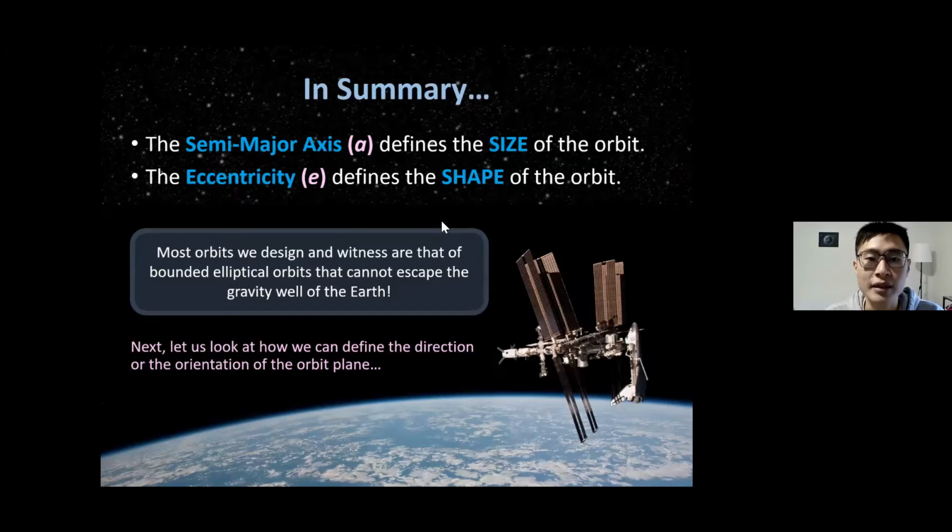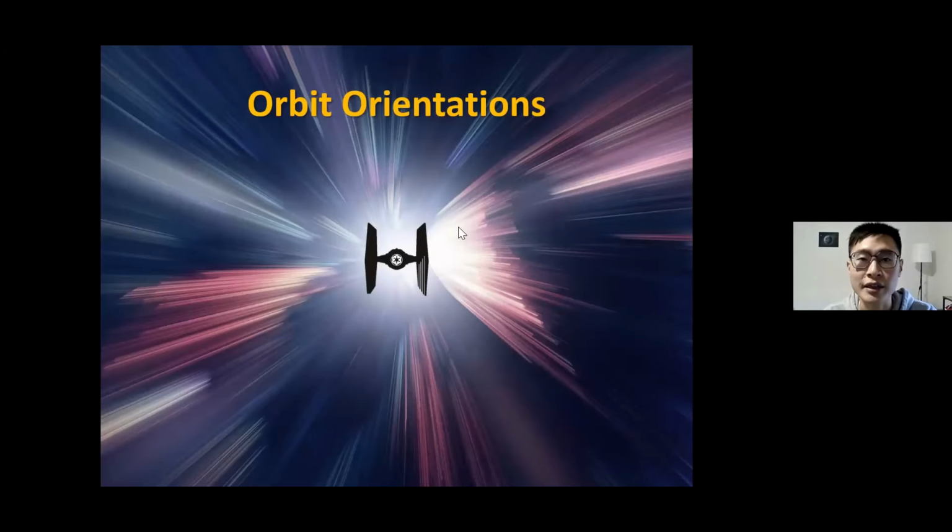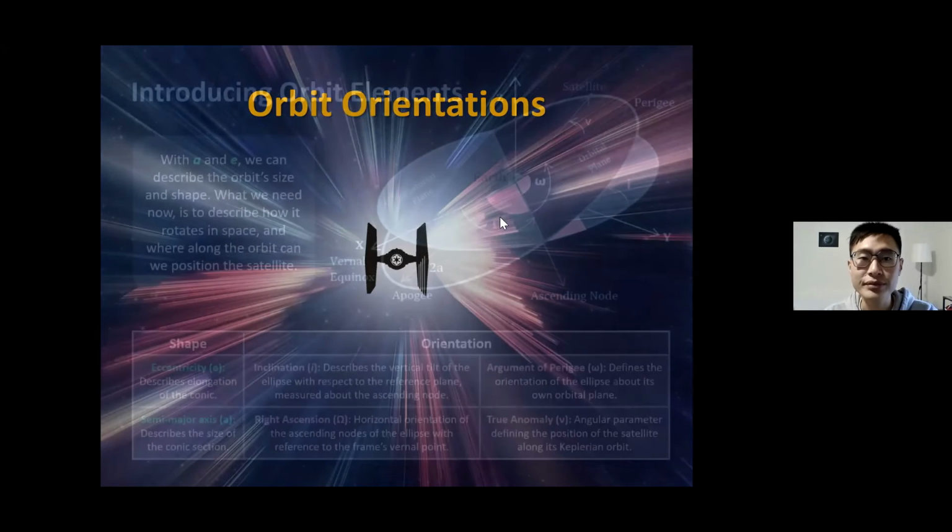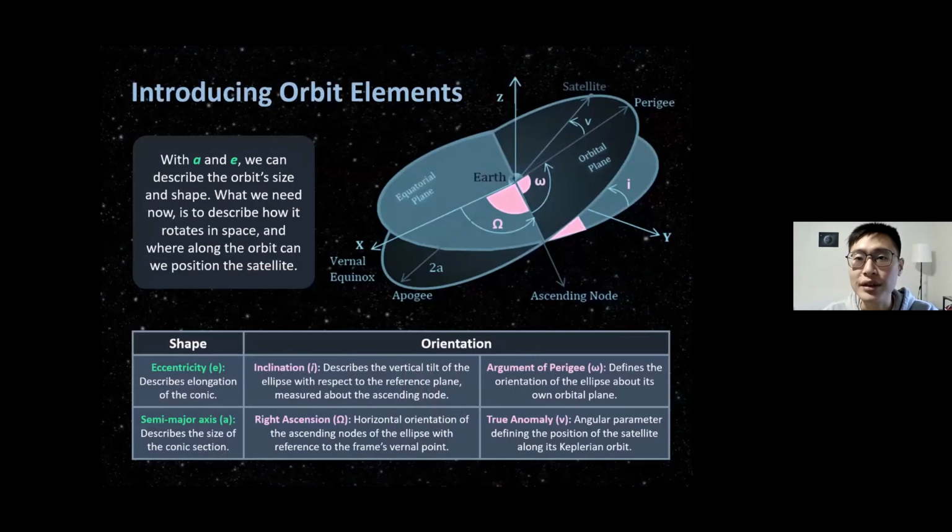All right. So we're going to stick to orbits that are bounded, which means that they don't have sufficient energy to escape the gravity well of the Earth, because parabolic and hyperbolic orbits are beyond the scope of this presentation. Okay. So we've talked about how we size orbits and how we shape them. Now let's talk a bit about the orientation.